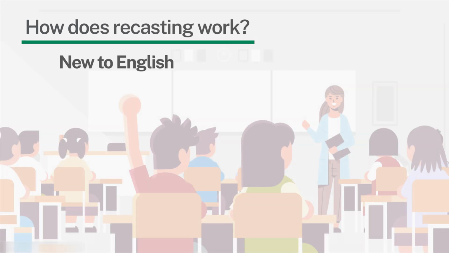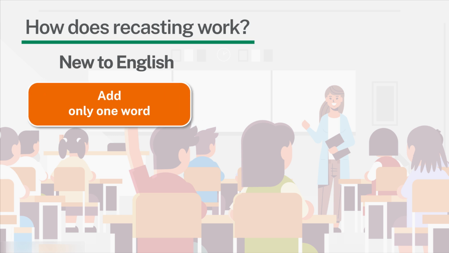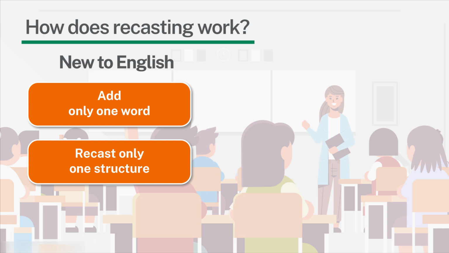For learners at the early stages of English language acquisition, recasting works best when teachers limit the content of the recast to 1 or 2 changes, for example, by adding just 1 new word or 1 recasting of a grammatical structure. When you make a lot of changes to what a learner has said, it becomes confusing and difficult for them to hear and understand all the changes. Too many corrections could also feel demoralizing.